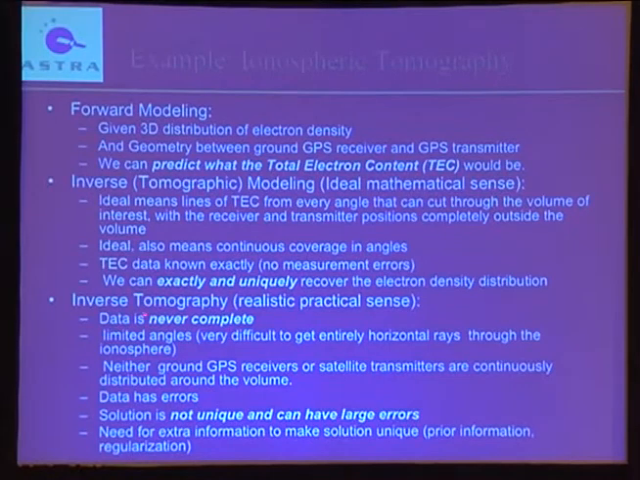Well, the real world is we never have a complete set of data. We always have limited angles. It is impossible to get horizontal rays through the ionosphere, or even occultations that go down and come back up. We never have receivers where we want them over the entire world. The data always has errors. We don't know the receiver biases to better than a few TEC units. So our solution is not unique. It can have large errors. And in order to make it unique, we always need some type of a priori or other information, which in the best of all worlds is plausible physics, to come up with what the electron density should be.